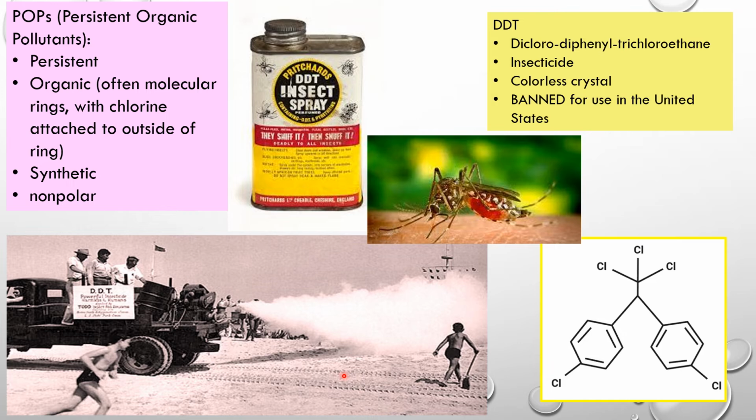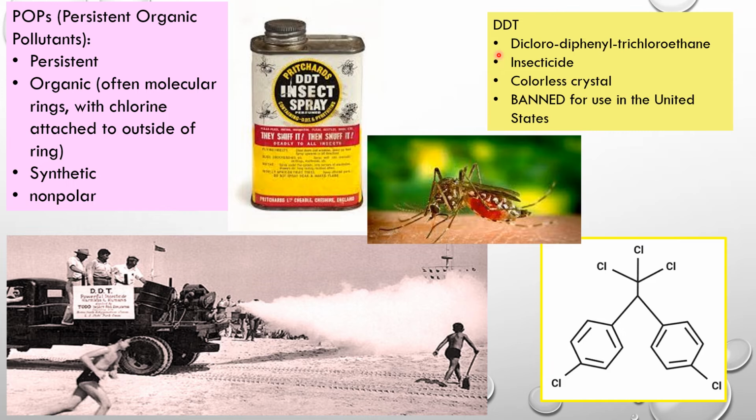And DDT is just a molecule, a synthetic molecule that's a persistent organic pollutant. And here's DDT if you're interested in looking at its molecular makeup. So it's a persistent organic pollutant, or a POP. Persistent, it lasts for a long time. Organic, there it is. Synthetic, and it's nonpolar, which you can see from here.